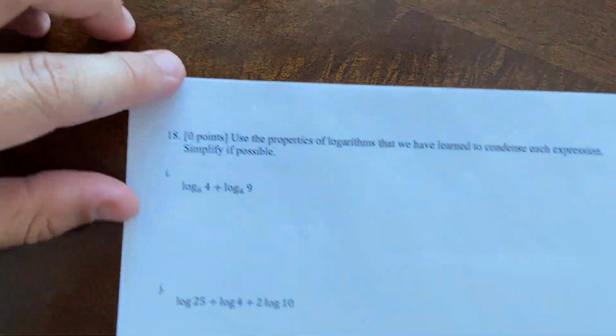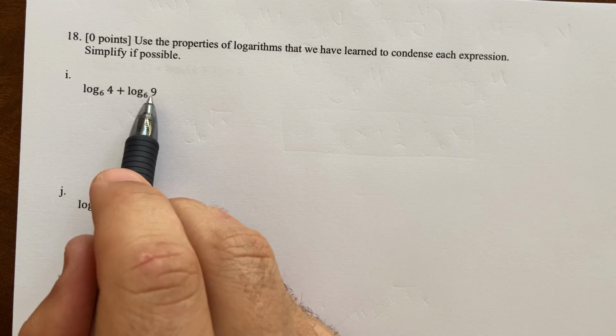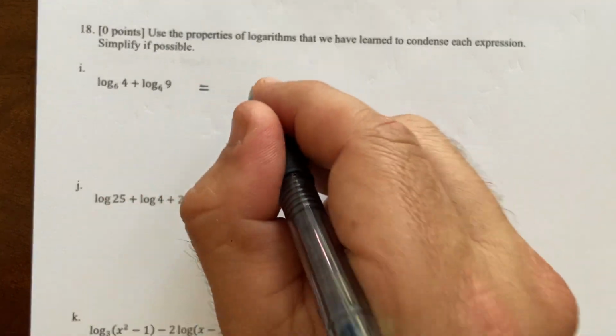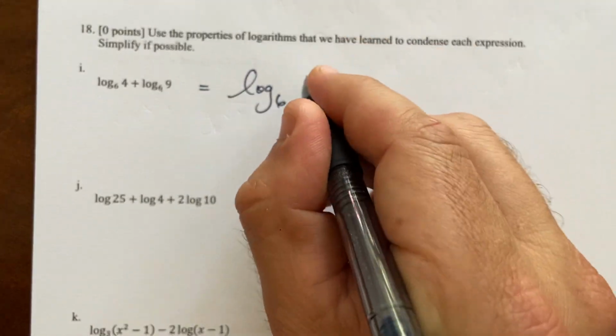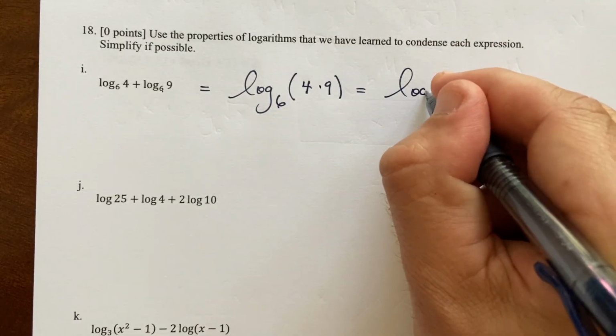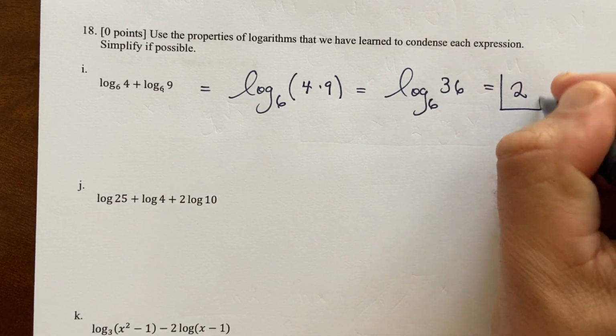All right, so what about condensing? So yeah, we can use those same properties to go the reverse direction, this condensing direction. So if I have a sum already and the bases are equal, then I can bring these together and say log base 6 of 4 times 9. In other words, log base 6 of 36. In other words, the number 2.